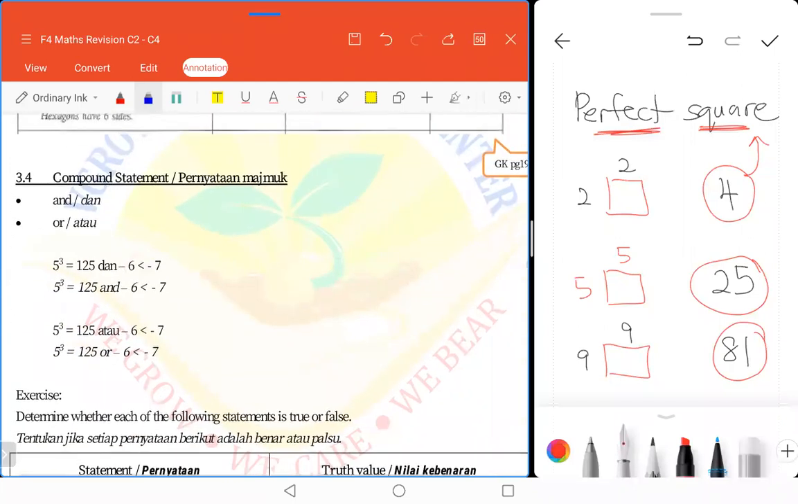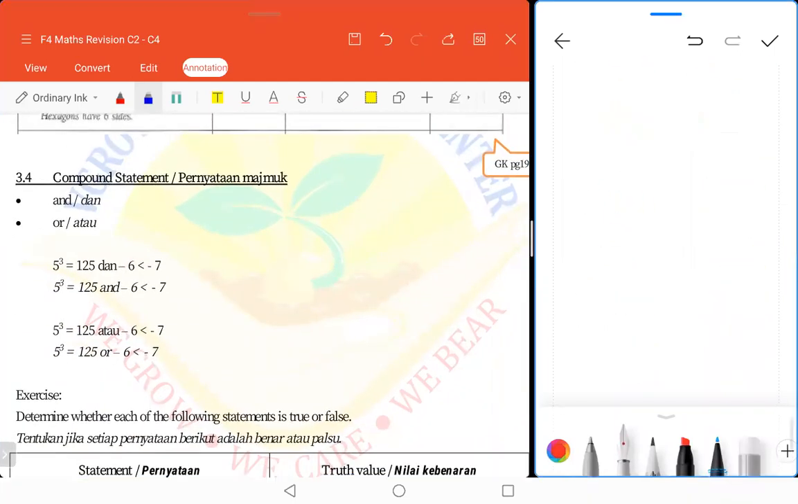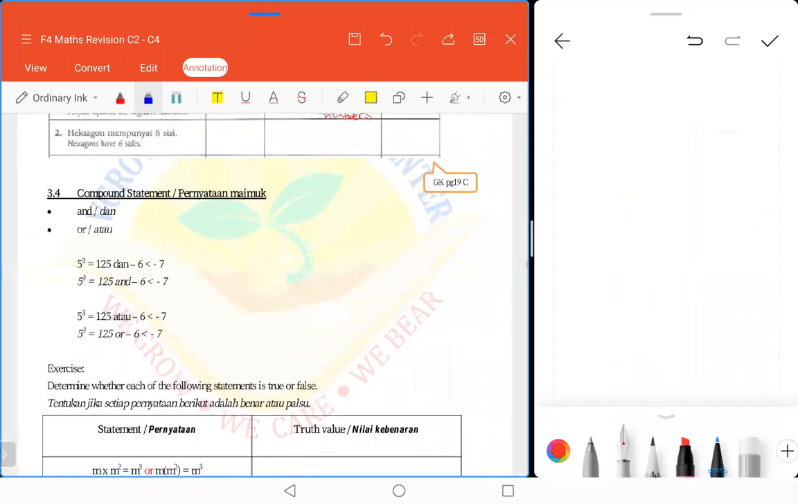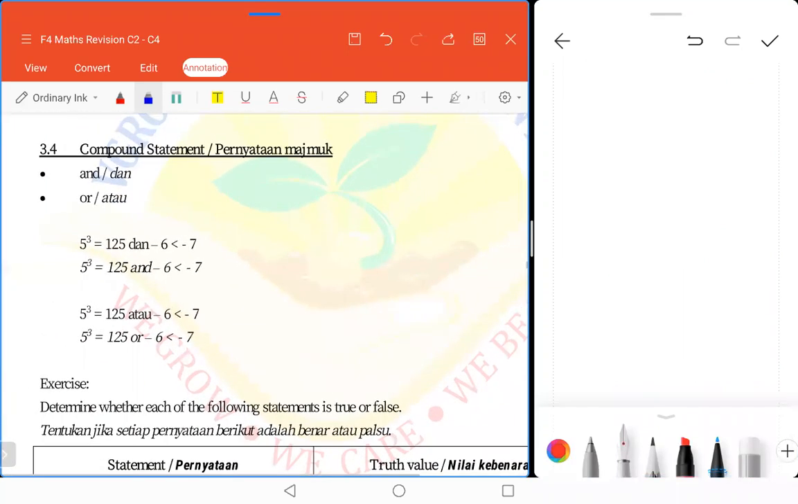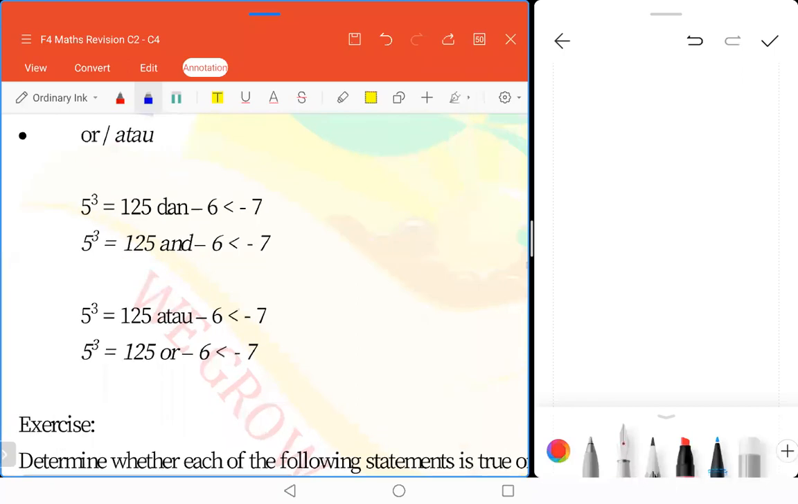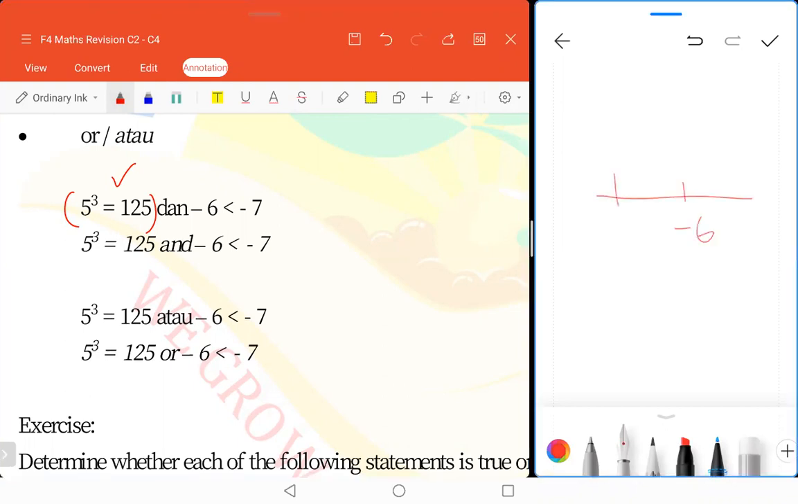Okay, 3.4, and or. I believe you know the meaning of and. And means both sentences must be correct, then the statement will be correct. Or means either one. So example here, 5 cubed equals 125. The first sentence here is correct. -6 is lesser than -7, correct or incorrect? -6 is here, -7 is here.